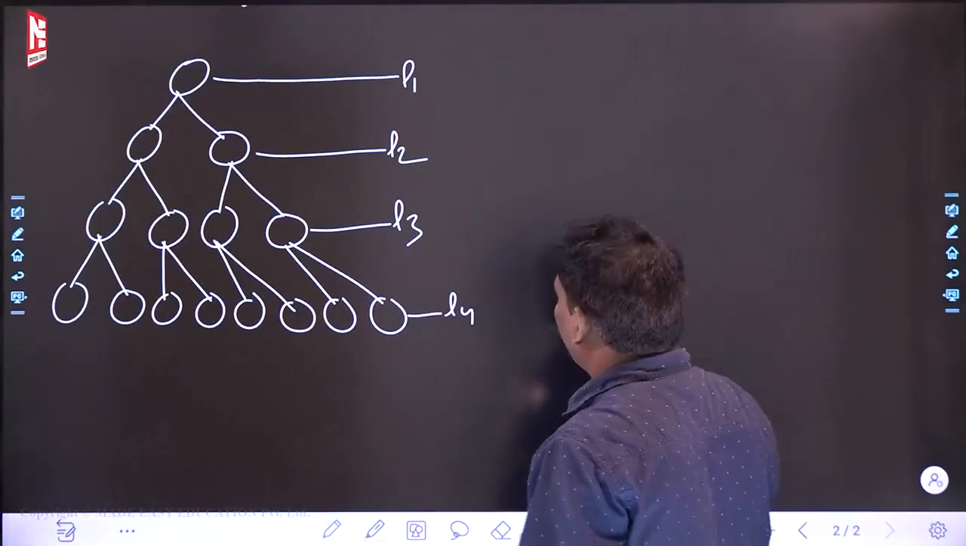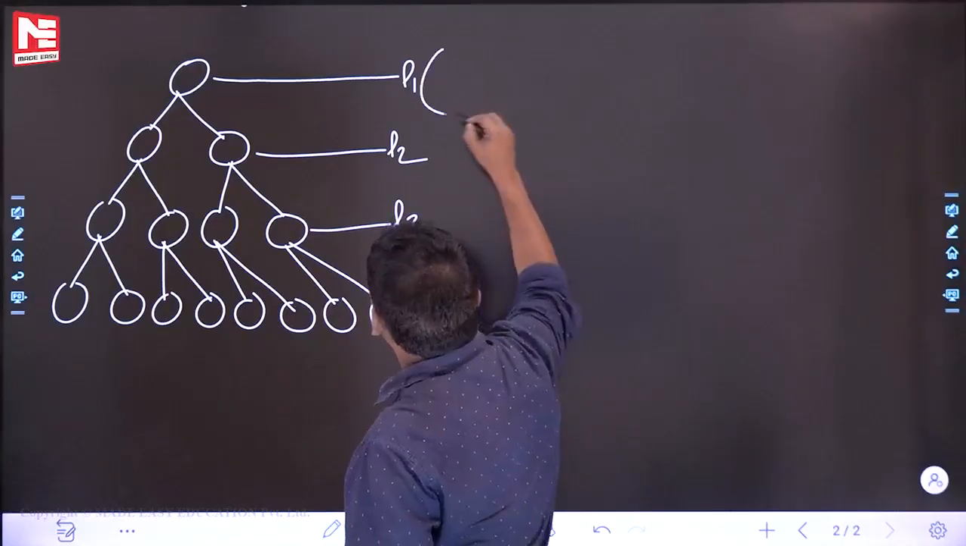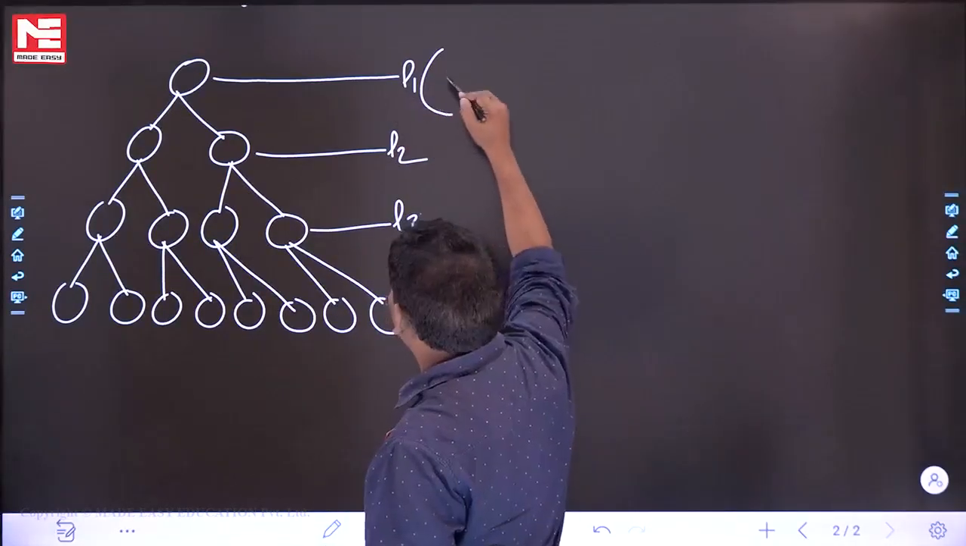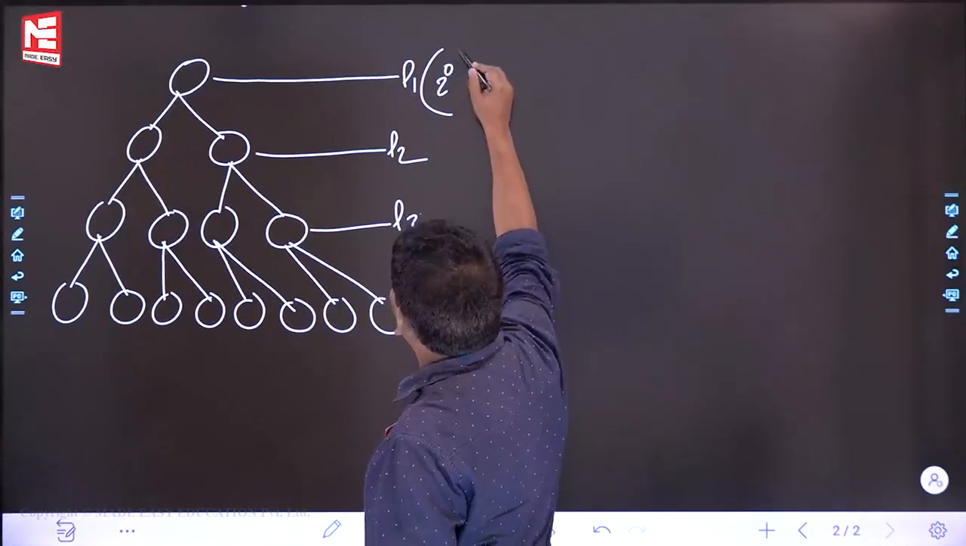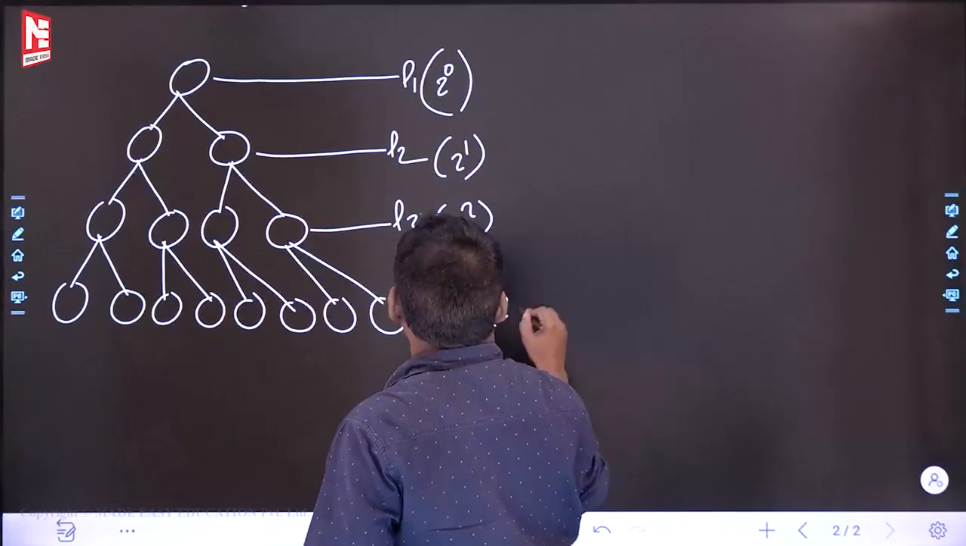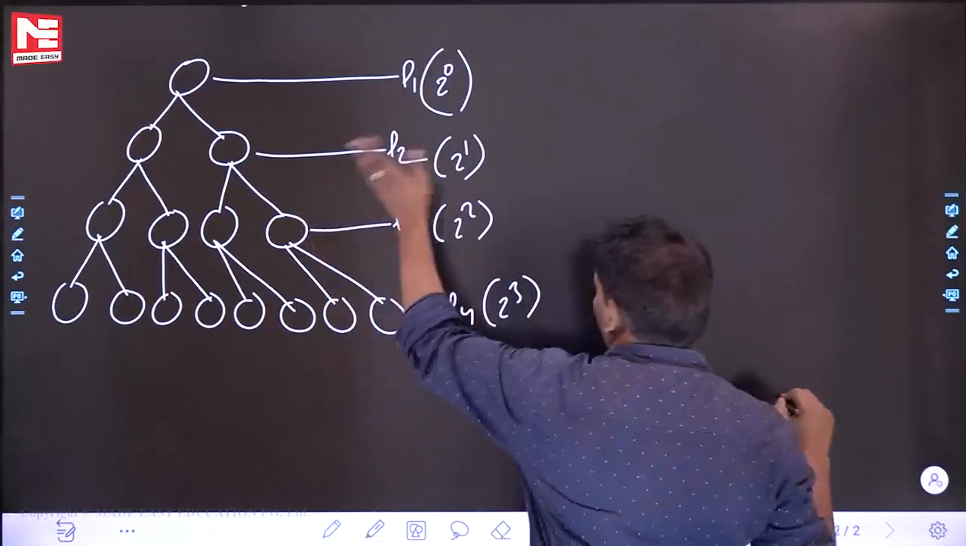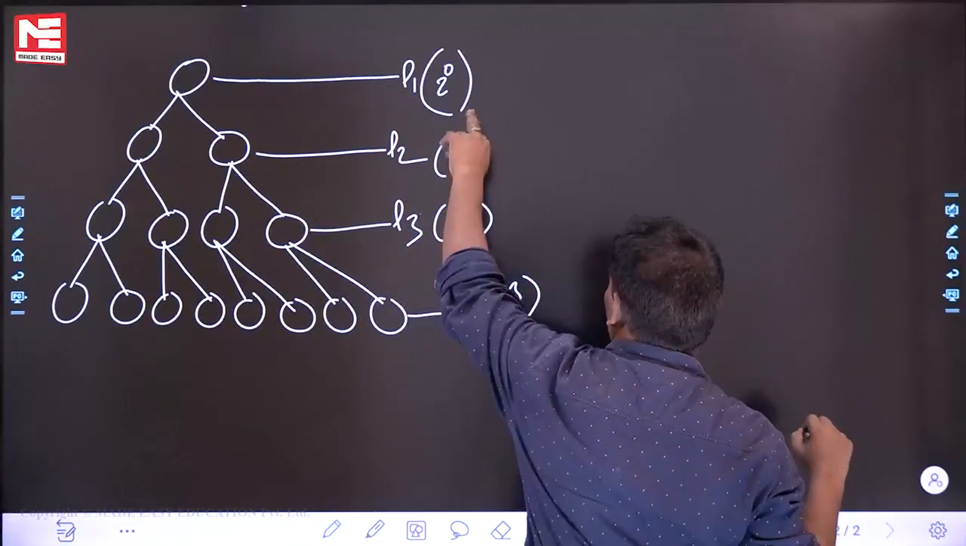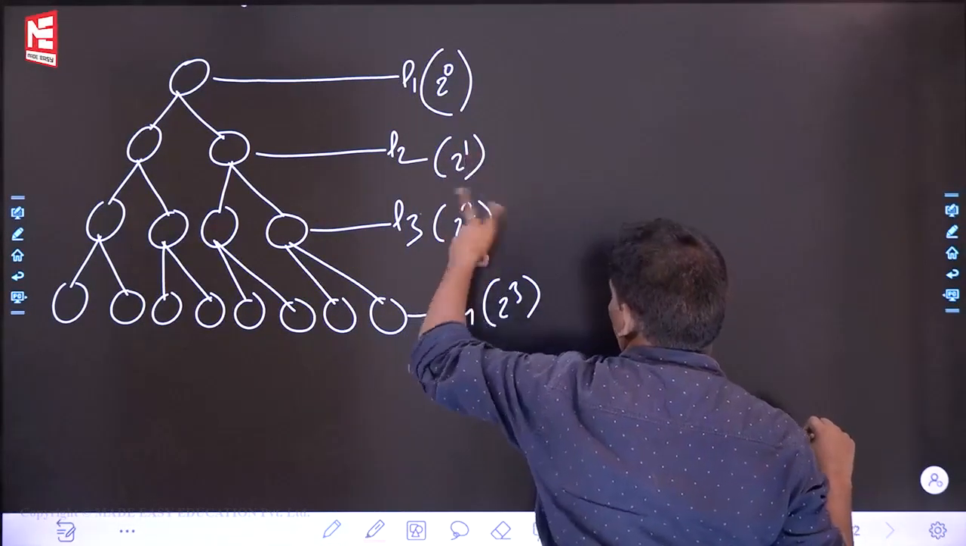Now, a 4 level complete binary tree. In the first level, how many nodes are there? 2 power 0. Next level, 2 power 1. Next one, 2 square. Next one, 2 cube. If you see the number of nodes: first level 2 power 0, next 2 power 1, next 2 square, next 2 cube.